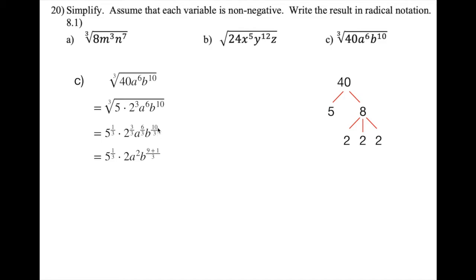10 is not a multiple of 3, so we count down. We can see that 9 is a multiple of 3. So b raised to the power of 9 plus 1 over 3. We can rewrite that as, for the first 3 parts, it's the same. And for the b, it will have the power of 9 over 3, which is 3, and times b raised to the power of 1 over 3.